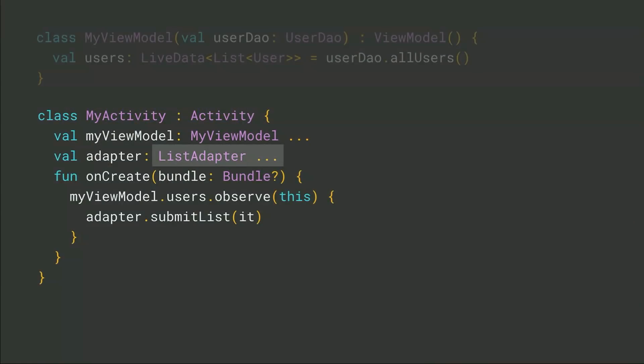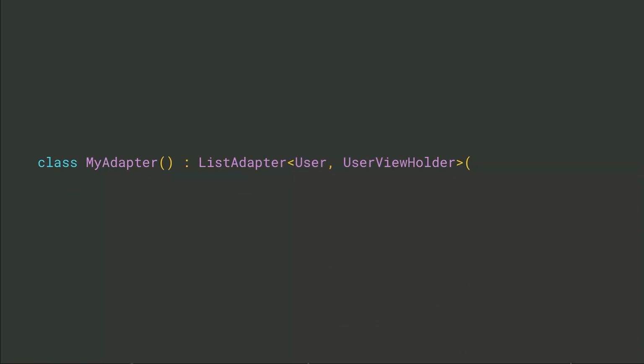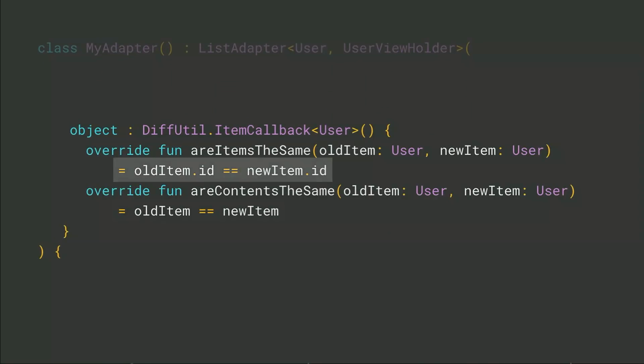OK, let's go back to our example. We have our adapter. We observe the live data. We send the list to the adapter. So when we initialize our adapter, we need to give it a callback. This does 2 functionalities. First one, it can check if 2 items are identically equal. And the other one checks whether their contents are equal or not, so we can decide whether we need to rebind those views or not.